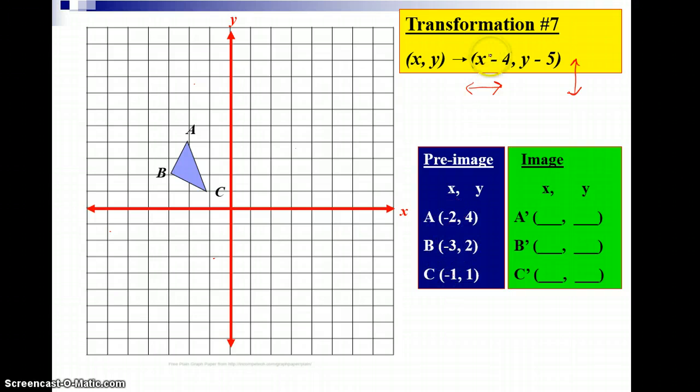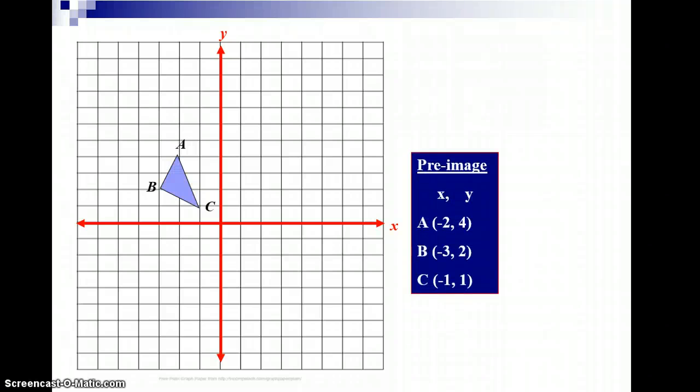All my x's will be subtracting 4, -2 minus 4, -3 minus 4, -1 minus 4. Same thing with my y's. All of these will be subtracting 5. 4 minus 5, 2 minus 5, 1 minus 5. Again, you can pause at any time you need to fill these in. And then go plot your new image. How did your pre-image move?